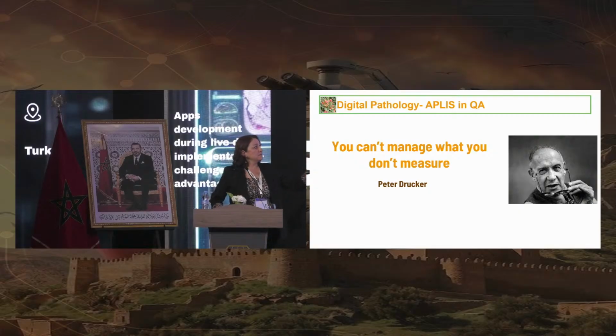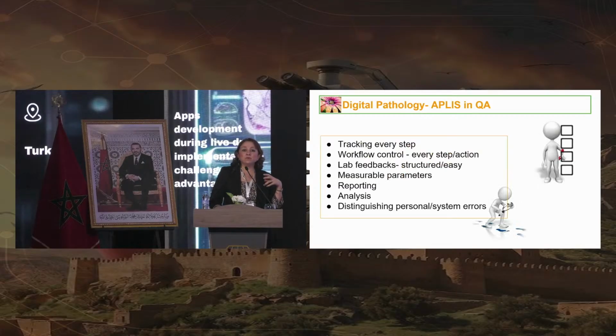I like this sentence from Peter Drucker: you can't manage if you don't measure it. So Appless is so good to measure what you have in the lab, because you do tracking in every step. You can do workflow control in every step, in every action. And you can have lab feedback. It is structured and easy if you plan it well. You have measurable parameters. What I had in my 6-year period is that the pathologist's workload is so difficult to measure, because of quality and quantity.